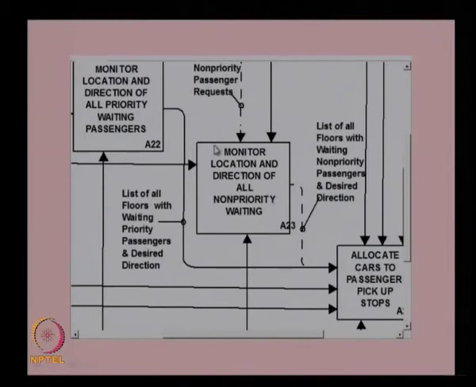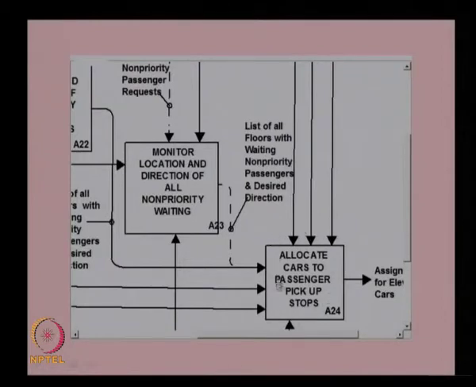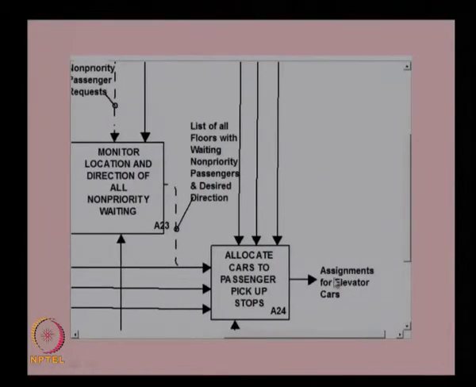Similarly, the location and direction of all non-priority waiting passengers also will be monitored, again using the input from the passengers. These inputs will be used to find out where the non-priority passengers are and what their requests are, and that information also will be sent to allocate cars to passenger pickup stops. So this is the main function which will allocate the cars, but it requires information from these other functions in order to process the information about priority passengers and other passengers. Based on these inputs it will allocate the cars to different floors and for different services, that is, assignment of elevator cars.